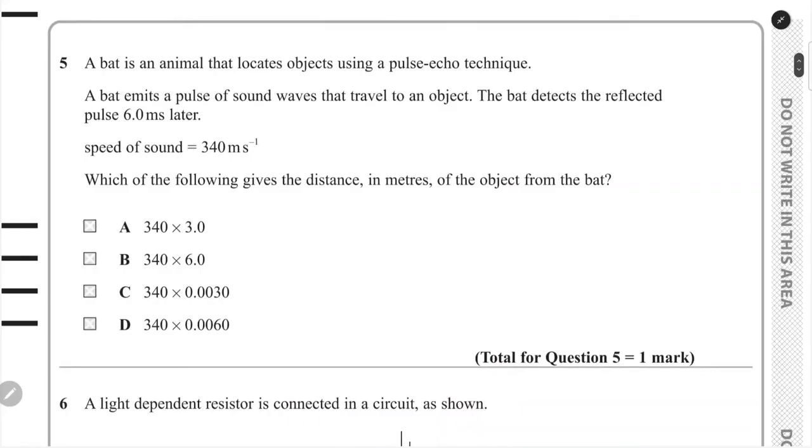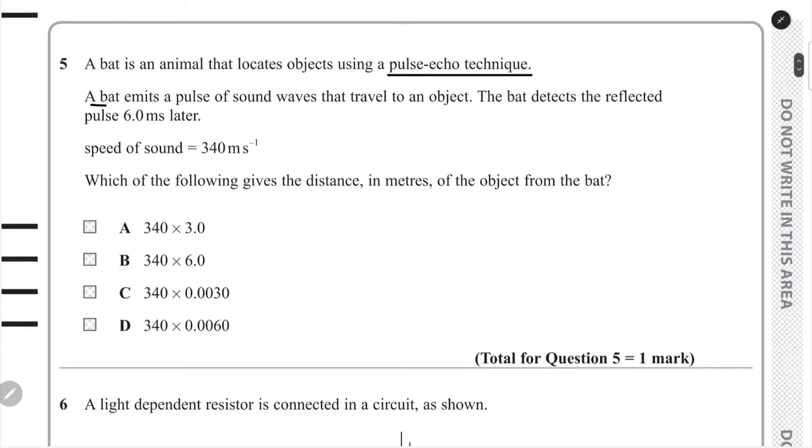Now for question 5, we have a pulse echo technique. We are given that a bat emits a pulse that travels to an object and it detects the reflected pulse 6.5 milliseconds later. We are also given the speed of sound. We have to find the distance.